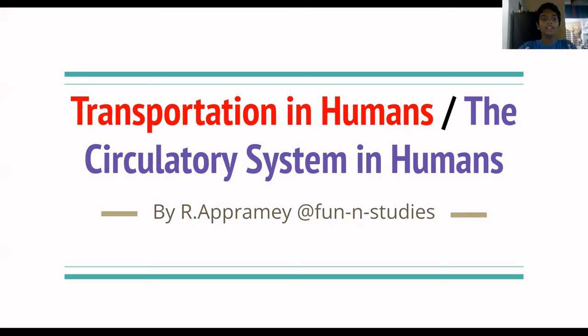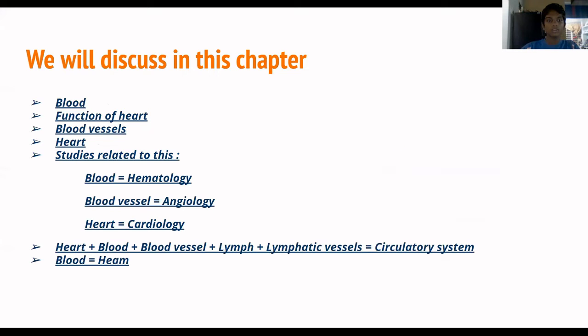I'm Aprame. Today's topic is transportation in humans, or the circulatory system in humans. We will discuss in this chapter blood, functions of the heart, blood vessels, heart, etc. The studies related to these topics are: blood, hematology; blood vessels, angiology; heart, cardiology. The heart, blood vessels, lymph, and lymphatic vessels comprise the circulatory system. Blood is also known as the heme.